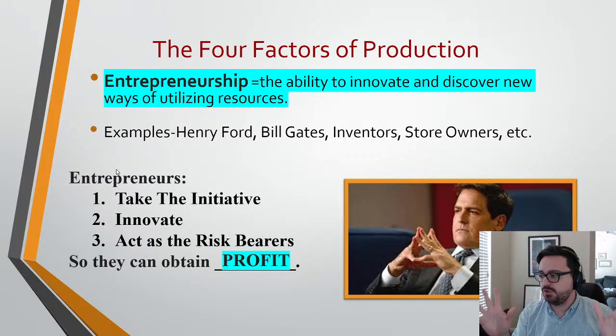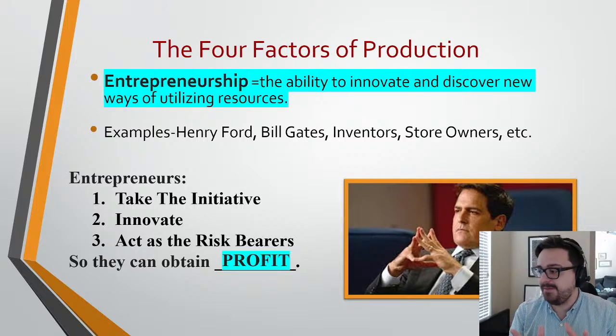So, to recap. Four factors of production. Land, labor, capital, entrepreneurship. I know. Short, medium, crazy long. I got it. The factor payments, when you pay for these things: for land, it's rent. For labor, it's wages. For capital, it's interest. For entrepreneurship, it's profit.